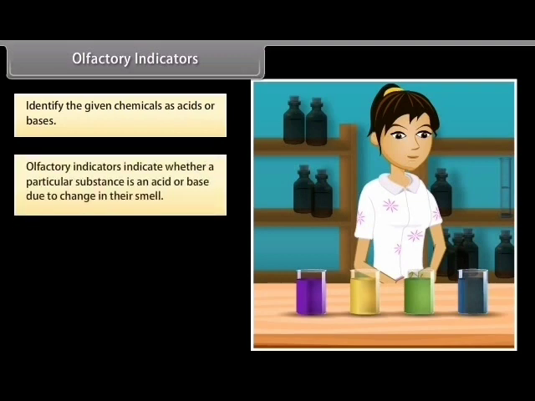We have olfactory indicators which indicate whether a particular substance is an acid or a base due to change in their smell. They are used in the laboratory to test whether a solution is a base or an acid, and the process is called olfactory titration. Olfactory indicators work on the principle that when an acid or base is added to a substance, then its odor cannot be detected.